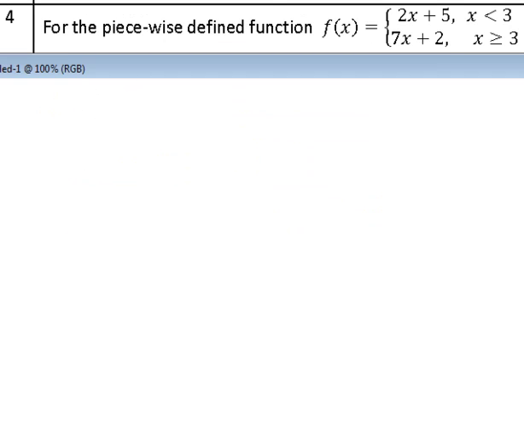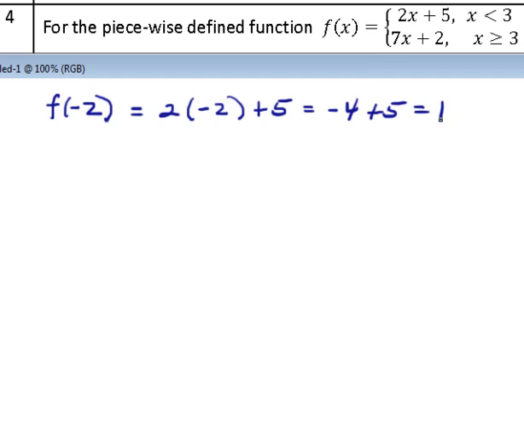In number 4, we just want to evaluate this piecewise defined function. So first we'll start with f of minus 2. All right, if we substitute in f of minus 2, we have to use this top expression because minus 2 is less than 3. So we use the top expression. That's minus 4 plus 5, so that's 1. And now let's find f of 10. All right, use the bottom expression for that because 10 is greater than or equal to 3. So that would be 7 times 10 plus 2, or 72.